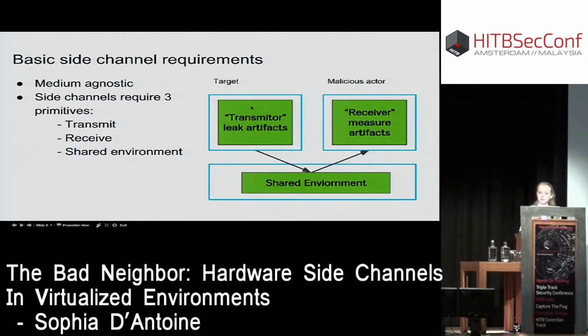And the transmitter in this case would be the encryption process. So it's the process that you're targeting. It's running on the system, and because of its behavior, it's changing the system, so it's affecting that shared environment. And from a receiving standpoint, as the malicious attacker, you're reading information from that shared environment put there by the target or the transmitter. But that measurement of the information does not alter the shared hardware. So these are 3 common primitives across all side channel attacks.